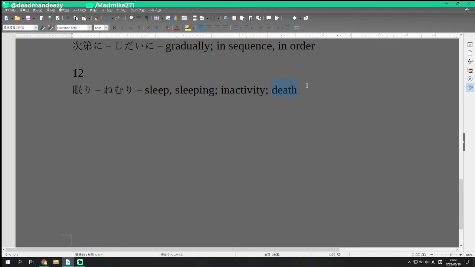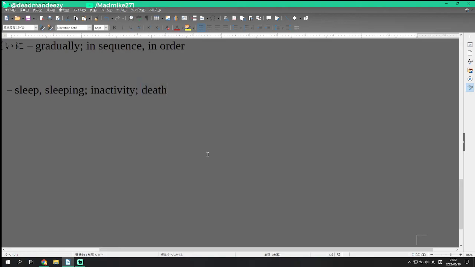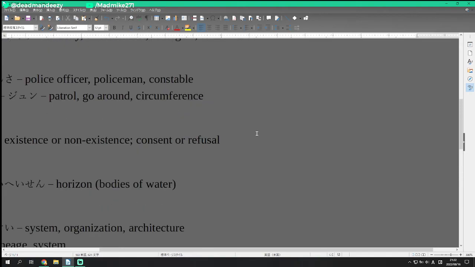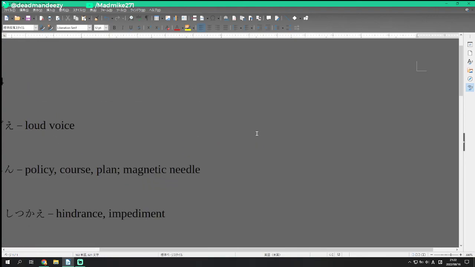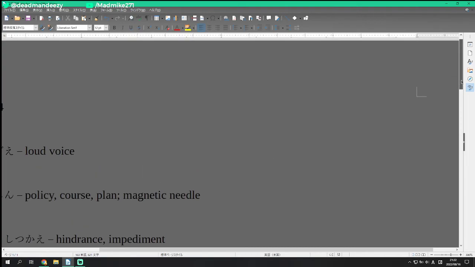Nemuri is inactivity or death. Nemuri. Let's go back to the top. Make sure we memorize all these for right now. Make sure you make flashcards out of these. You're not going to memorize them all real quick, but just look at them when you feel like you've forgotten them and try and keep them in your mind. Make sure you're immersing yourself so you get some freebie repetition.